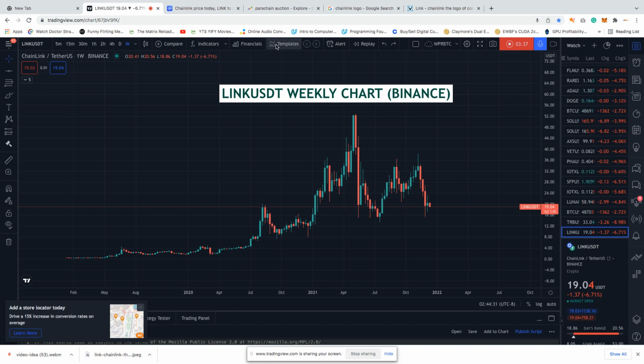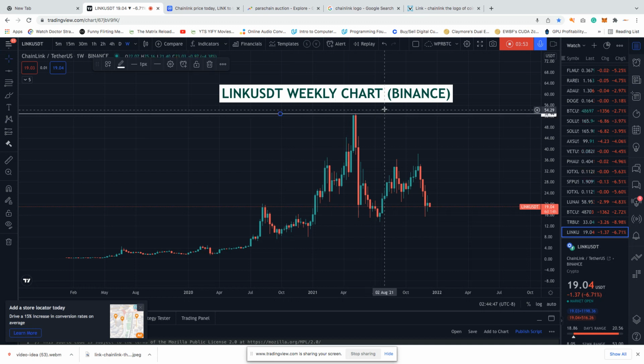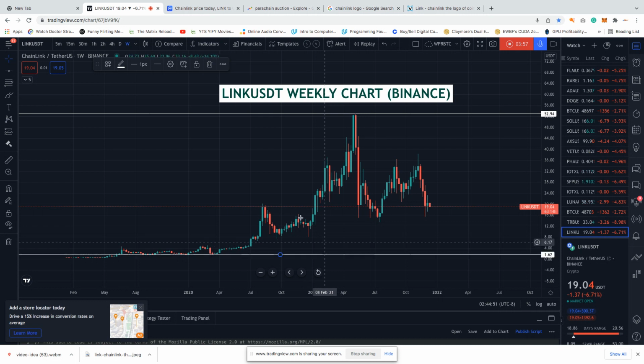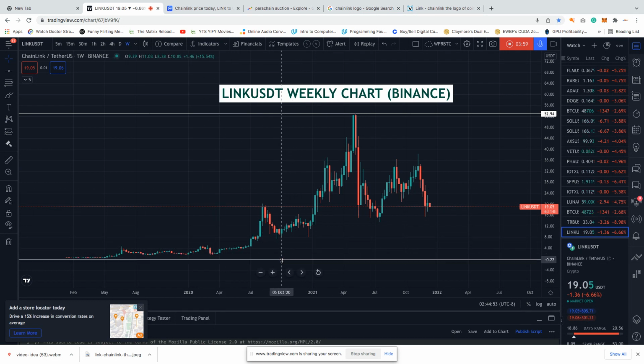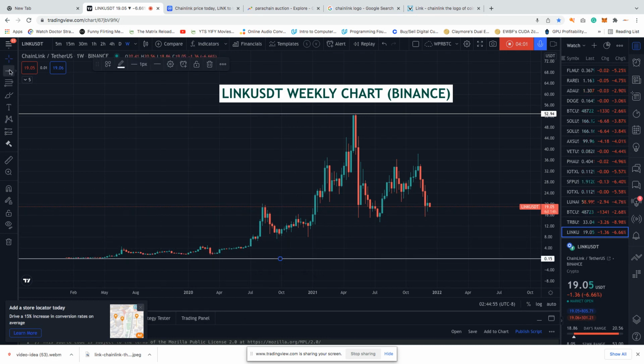This is the chart of Chainlink, also known as the Link token or Link coin. We're going to first start by getting the support and resistance areas. The highest it has ever gone, the all-time high, is the resistance. The lowest it has ever gone is the support. This is the major support. Now I'm going to get the rest of the support and resistance.